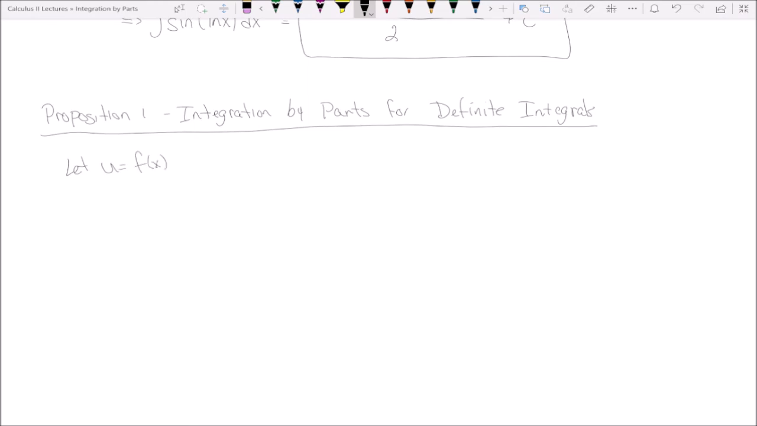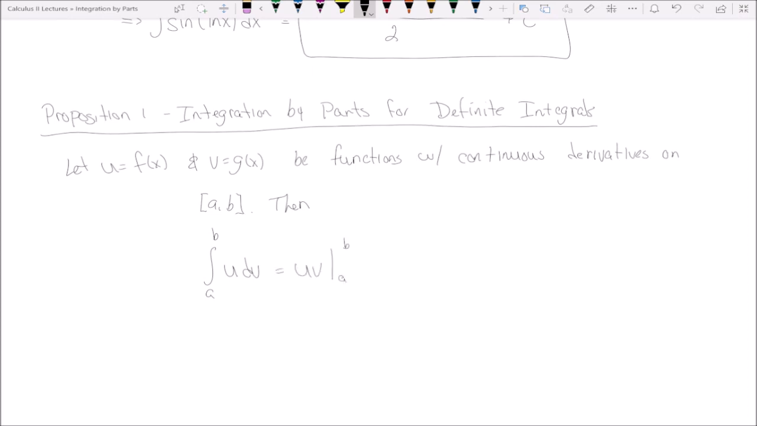Again, let u equal f of x, v equal g of x, be functions with continuous derivatives on a closed interval a to b. Then the integral from a to b of u dv is uv evaluated from a to b minus the integral from a to b of v du.